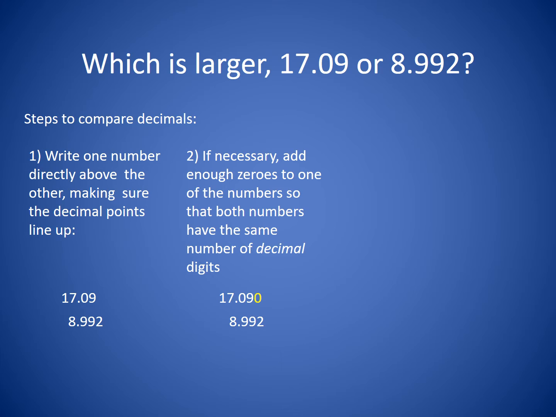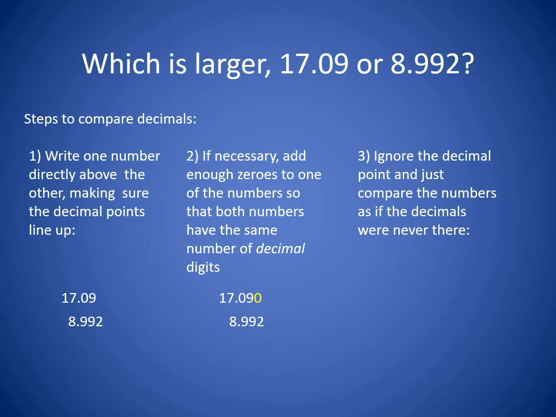Last step, I'm going to lose the decimal point, right? Just ignore it altogether and compare the two numbers. So now I have 17,090 compared to 8,992. That top number must be greater than the bottom, so 17.09 is larger than 8.992.